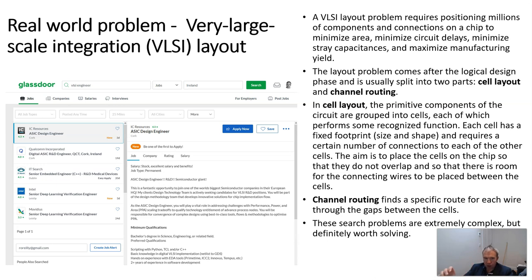Now, it's a very complex problem, but it's definitely worth solving. It's worth solving because it increases the compute of the chip, makes them cheaper to produce, and it's a sought after skill. So I had looked for VLSI jobs on Glassdoor. While I didn't find any, what I did find was very related to it, and that's ASIC chip design. So ASIC is application specific integrated circuits, okay, which is very similar.